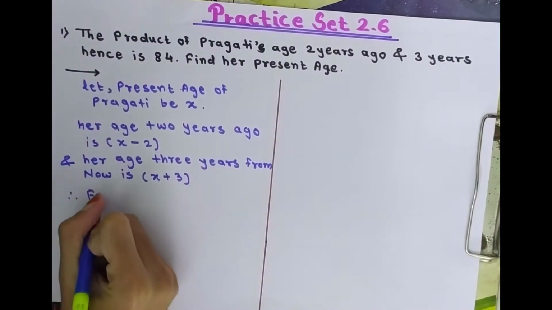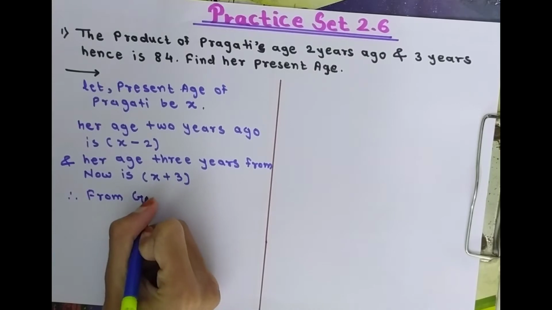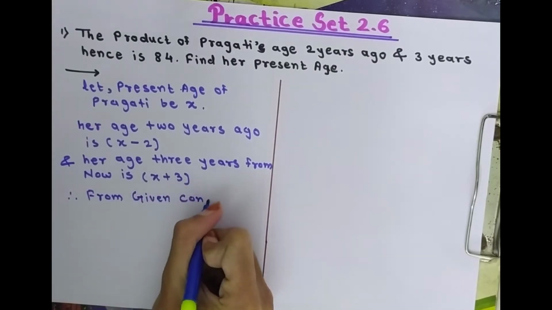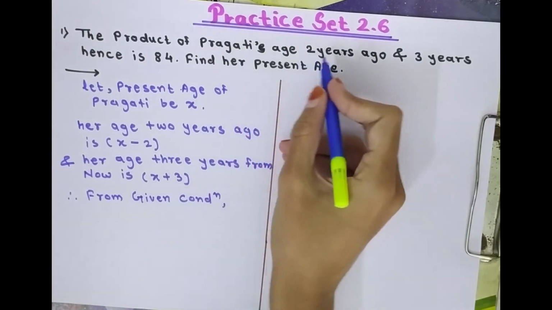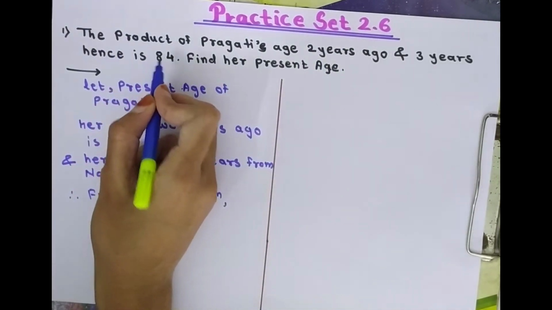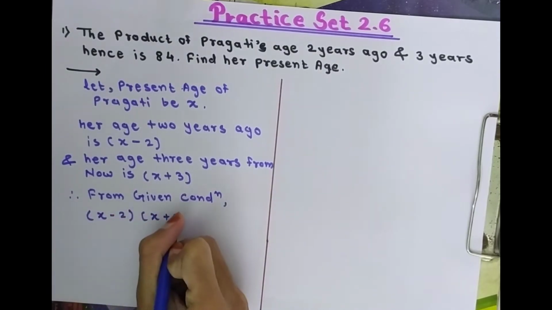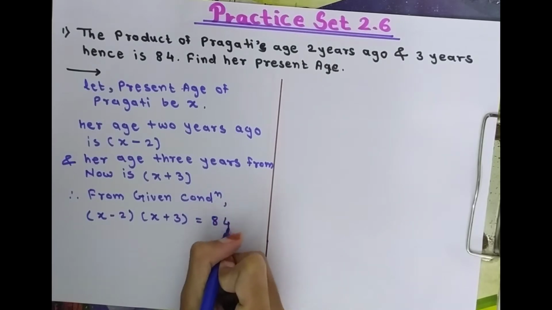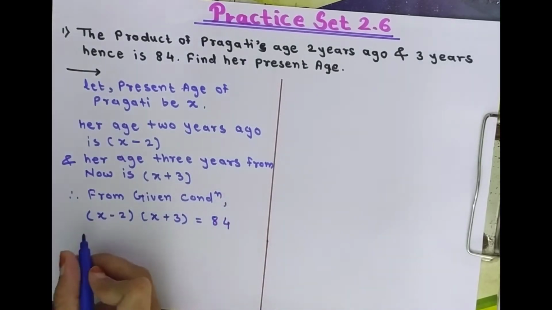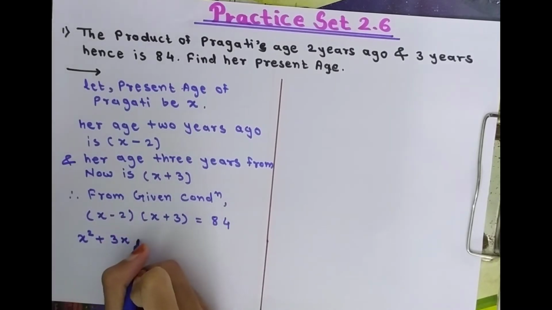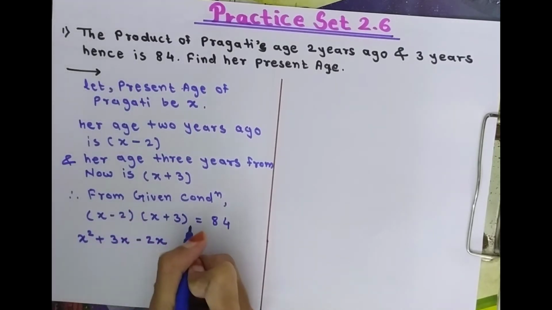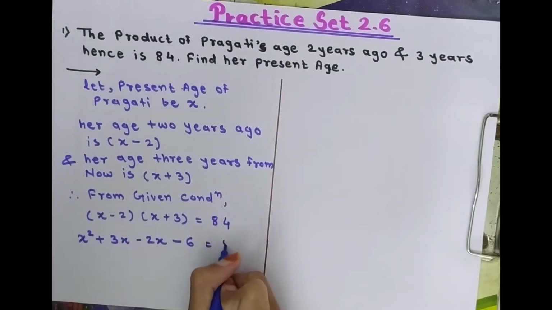Therefore, from the given condition, what is given? This 2 years ago and 3 years hence product is 84. So write this: (x minus 2)(x plus 3) is equal to 84. Now here are 2 brackets, so do the multiplication of the 2 brackets. x into x, x square. x into 3, 3x. x into 2, minus 2x. And 2 into 3, 6. Minus 2 times 3 gives minus 6, is equal to 84.